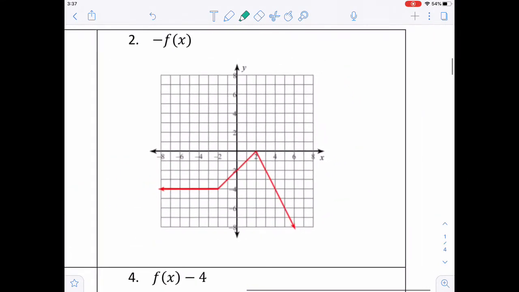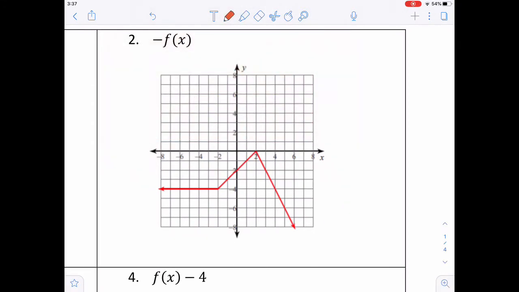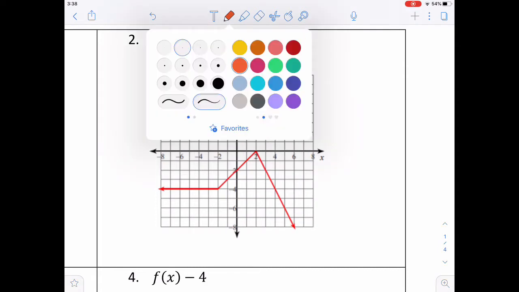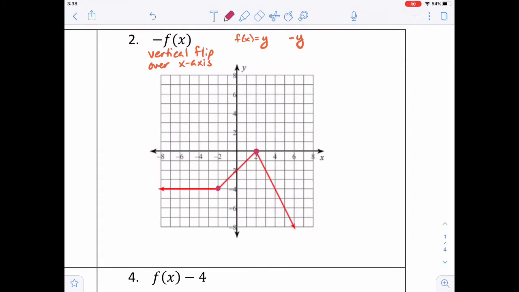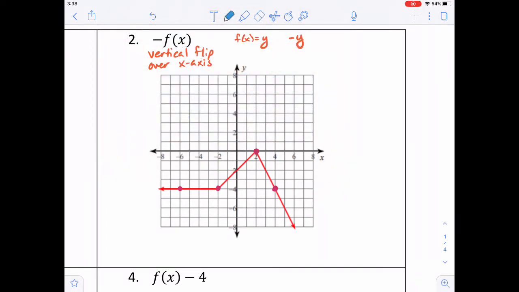What if we have negative f of x? Well, we got to remember what this does, right? So we have a negative on the outside, so there's a vertical flip, or a flip over the x-axis. You can also think, remember, f of x is equal to y, so we're going to make y the opposite. So let's again pick some points. Let's do those same points. And so we'll do this one in blue. So we need to look at our points.